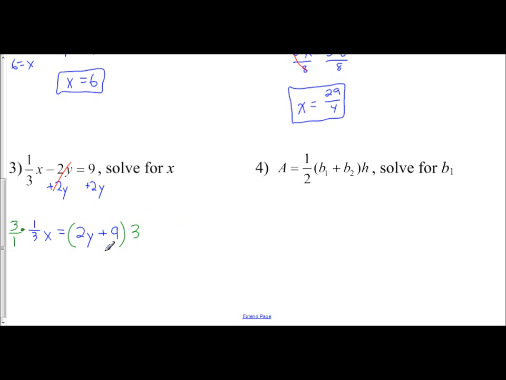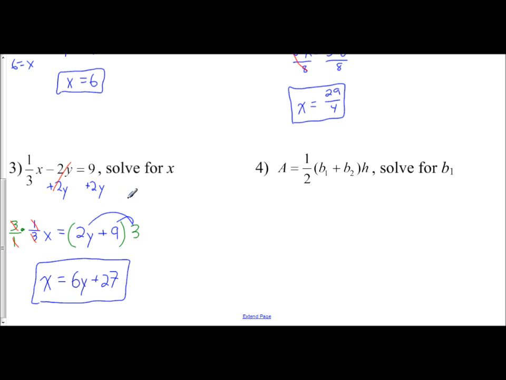And so you need to insert your own parentheses. The whole point of multiplying a number by its reciprocal is to cancel it out, to just give you a coefficient of 1. It just gives you the variable by itself. And so I get x equals. And then I would distribute the 3 to the 2y, 6y, and the 3 to the 9, plus 27. And so if I want to solve for x, x equals 6y plus 27. And that is the solution.